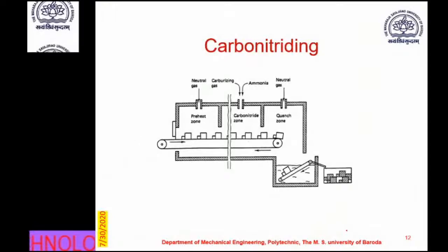So now it is a continuous process. You see, you have carburizing gas, ammonia, you have preheat temperature, neutral gas, carburizing gas, and then the last chamber again is neutral gas. Here the temperature is different. Here the temperature is 700 degrees centigrade. Here it is preheat around 200 to 300 degrees centigrade. And when the component moves, it falls into the pool of liquid which quenches it. So you can directly get the material.